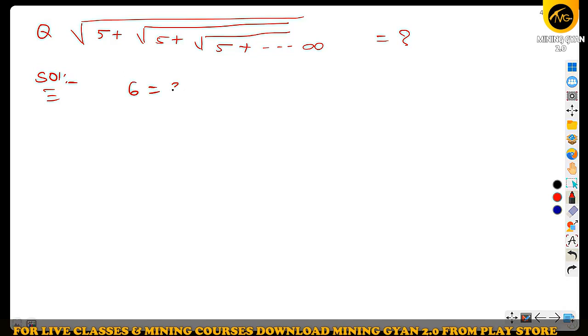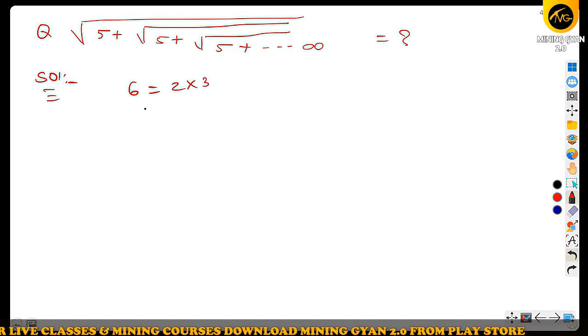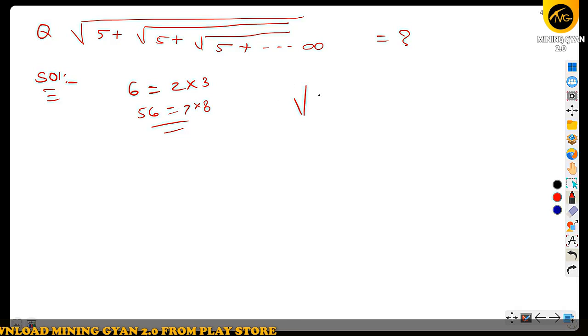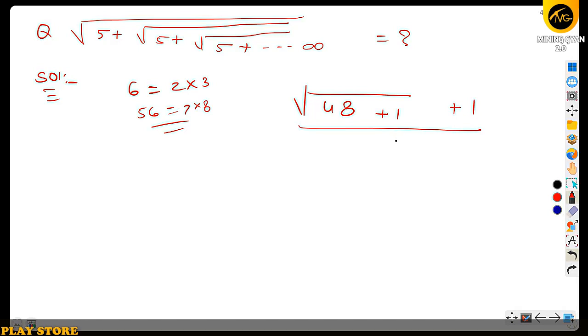If there is 6, then we can break it down into 2 into 3, 56 into 7 into 8, right, and so on. But in case of any number which cannot be broken down into its factors, we have to use a formula, and the formula is root over 4a plus 1, plus 1, divided by 2. Sorry, 4a, not 8. So root over 4a plus 1, plus 1, divided by 2.